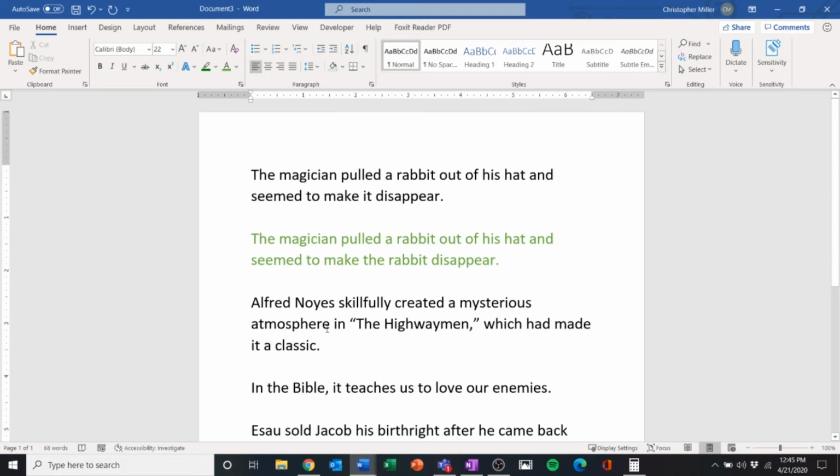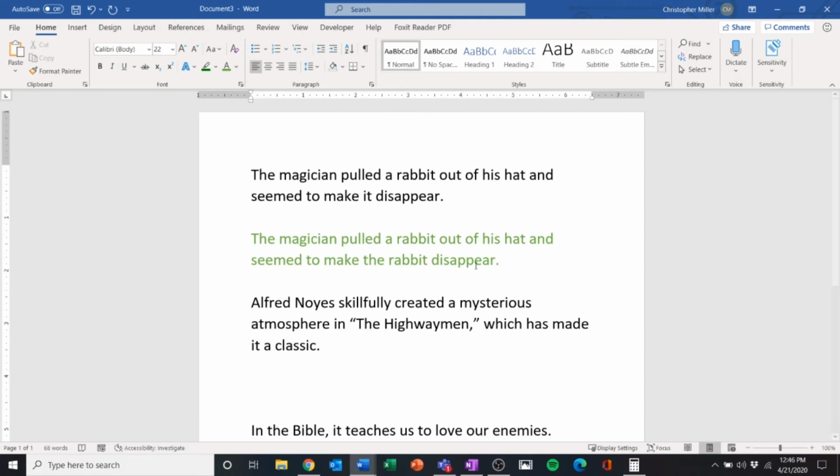Rewrite the following sentences, correcting the implied pronoun references. All right, number 1. Alfred Noyes skillfully created a mysterious atmosphere in The Highwaymen, which has made it a classic. Okay, we kind of get the gist of what this sentence is saying, but it's a little bit unclear. It's a little vague. And so what we need to do to correct this one is to say this.